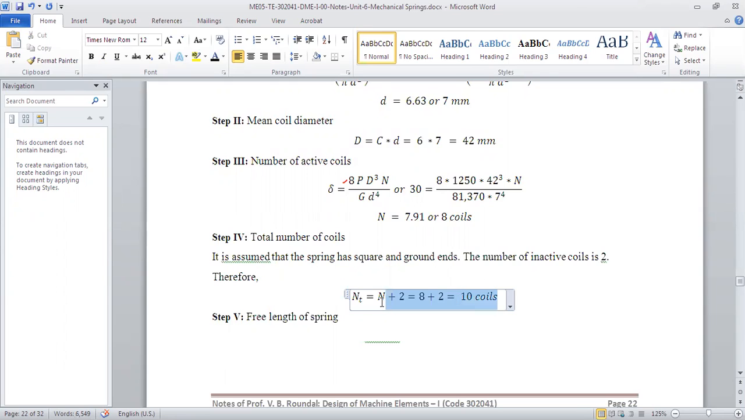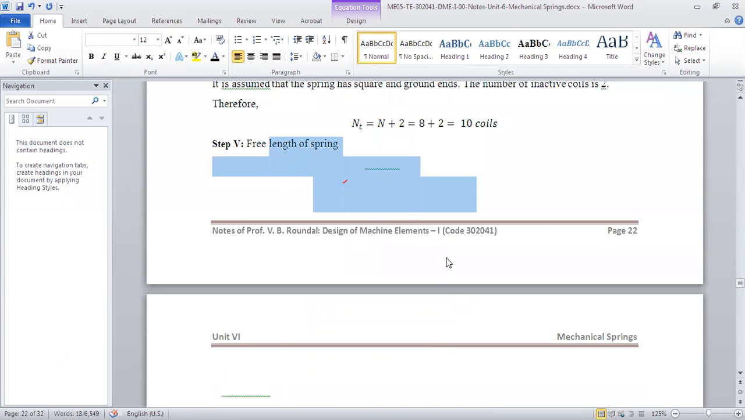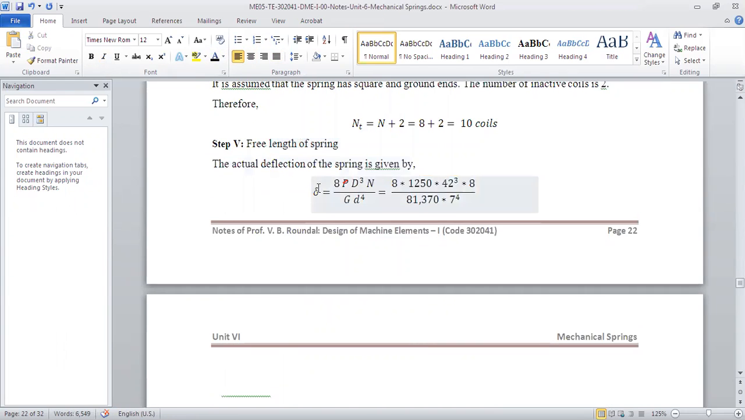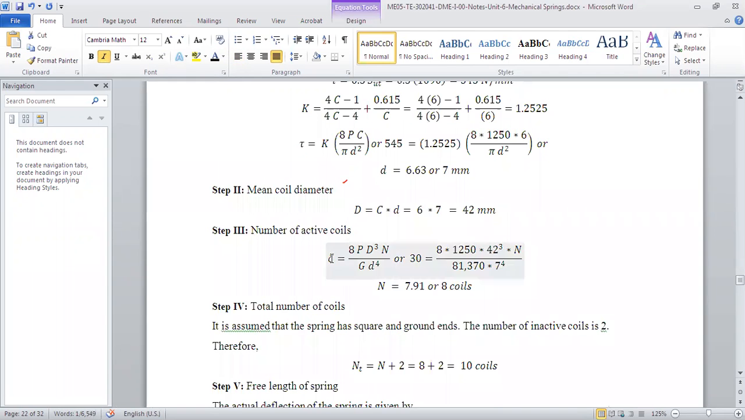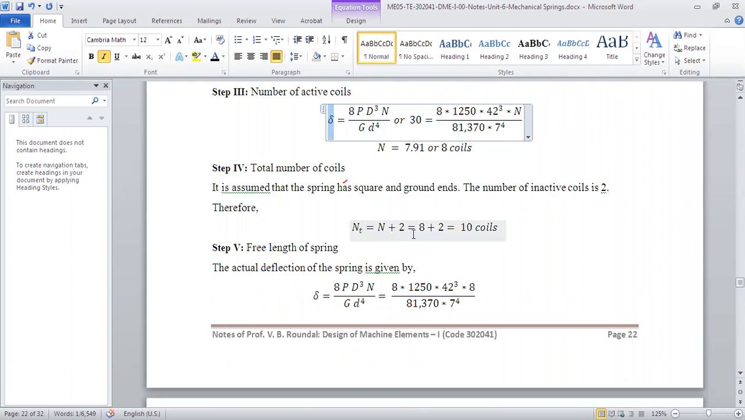Now we know the number of coils, we know the deflections, all that. So we will try to find out the different lengths of the spring now. First, the actual deflection. This deflection we have used was the deflection which was required or allowable. But the number of coils has changed now from 8 to 10, because we approximated 7.991 to 8, and also we added 2 to get the total number of coils. So now we'll find out the actual deflection of the spring. Because of this approximation, we have to find the actual deflection of the spring: 8PD cube N upon G d raised to 4.